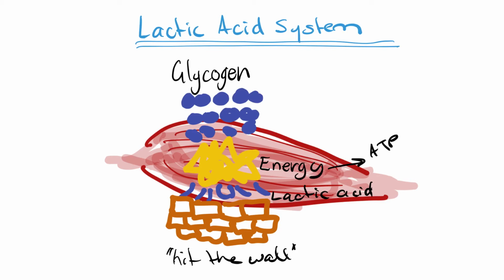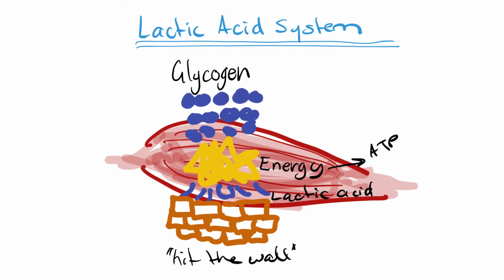So if we have a look at how energy is actually produced for the lactic acid system, we have glycogen that's in the muscles or in the liver, and it then comes into the muscles to produce energy, or ATP. Now what happens is when glycogen is used for energy, we have this byproduct of what we call lactic acid, which is like a hydrogen chemical in the muscles.